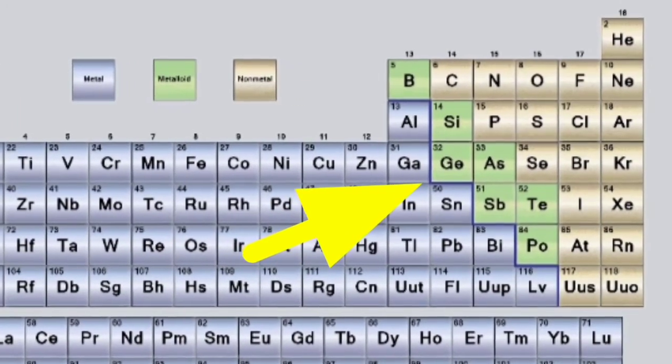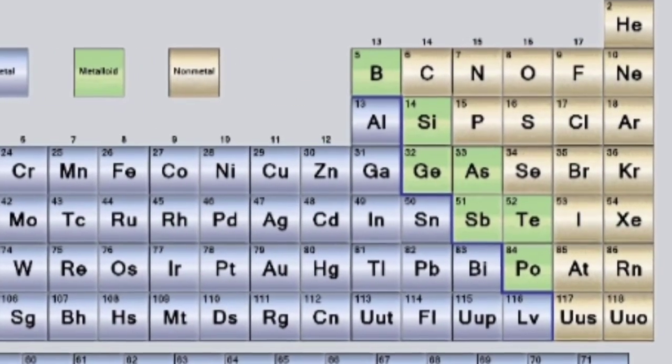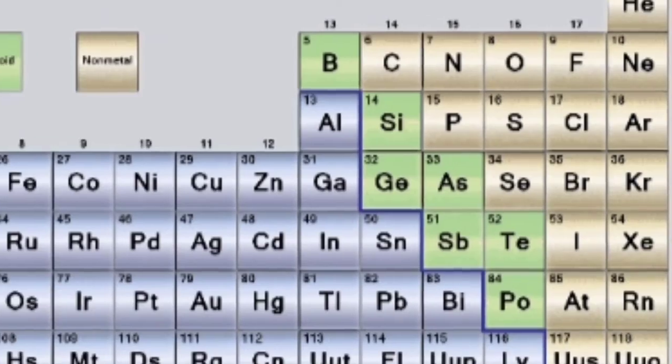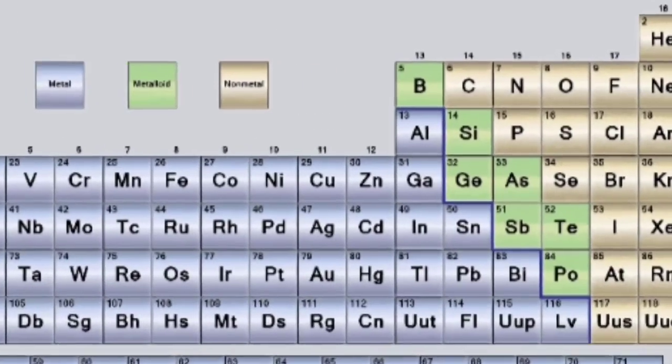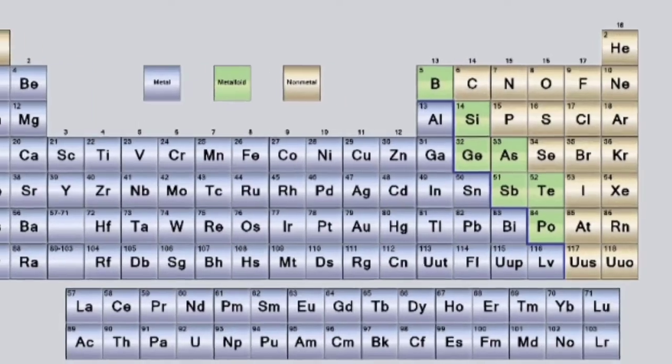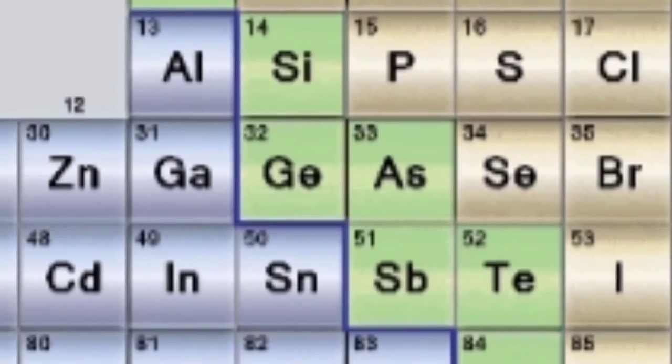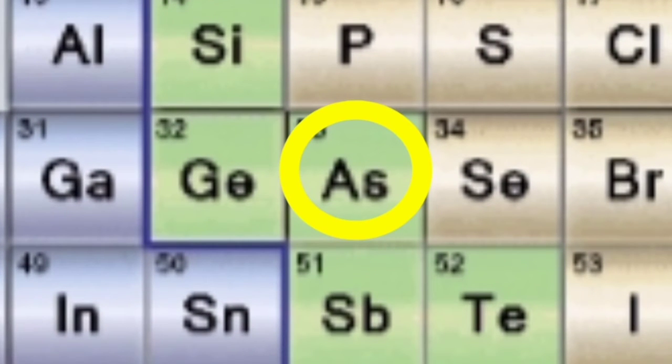Metalloids have some characteristics of metals and some characteristics of non-metals. Silicon and arsenic are examples of metalloids.